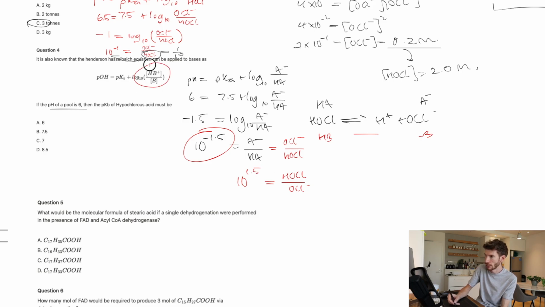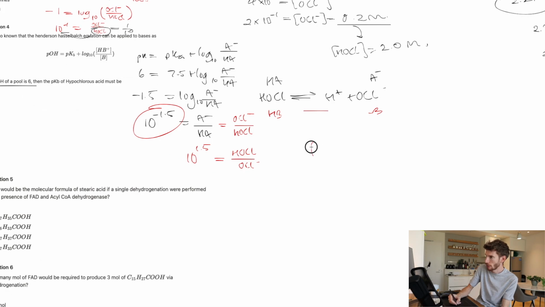Now we can plug that in over to here. So when we do that, we're going to get pOH equals pKb, and then plus log 10 of 10 to the power of 1.5, like this. We know our pOH is just 14 minus the pH, which was 6. And that is equal to, that should say pKb.